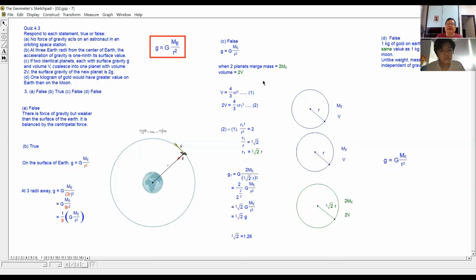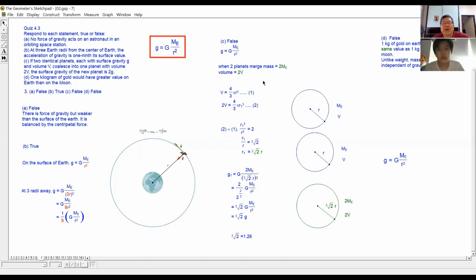Okay, so far okay or not? I use the volume of a sphere. I form two equations. The first equation is for the old planet. The second equation is for the new planet. Not much difference. Only one is V and the other one is 2V.